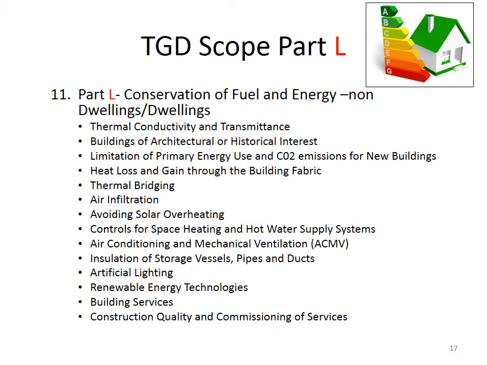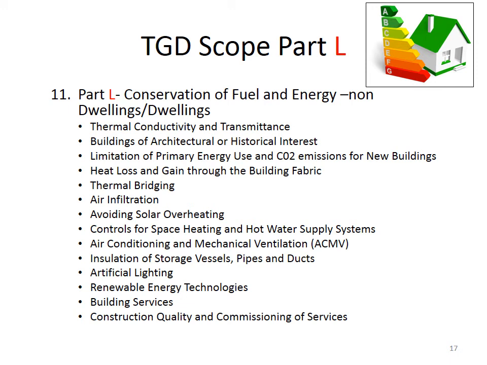Air infiltration, that's air leakage. The number one way that heat and energy can escape from your house is through uncontrolled infiltration. That's gaps and cracks all over your building, drafts in your building. Avoiding solar overheating, that's in larger buildings with a lot of glazing. Controls for space heating and hot water supply systems. Air conditioning and mechanical ventilation.